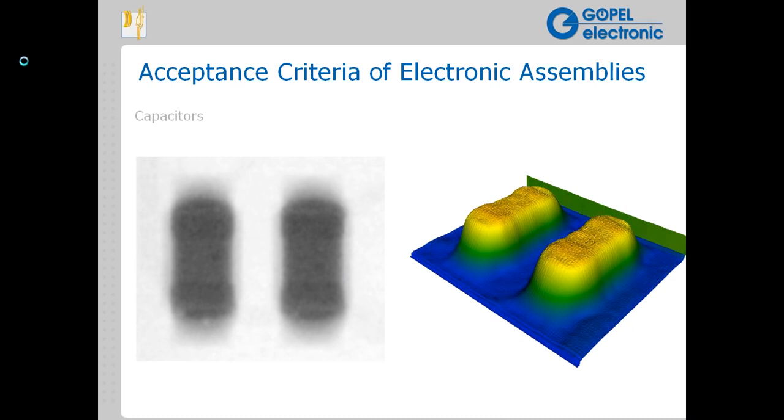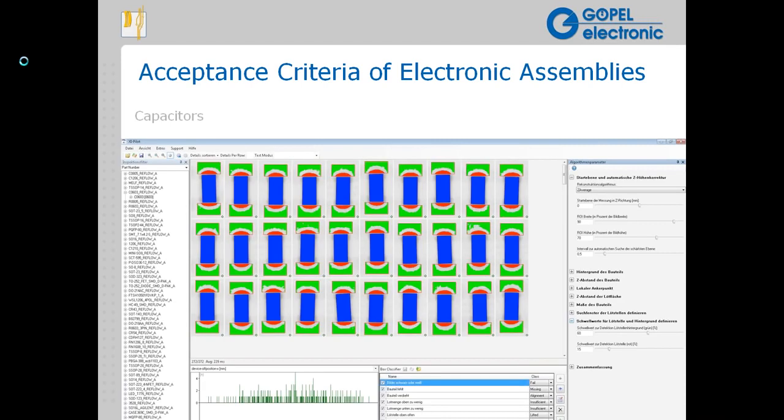Again, from the verification station point of view, we can easily see the particular component being observed. We can see the X-ray image of the component in the lower right, and then again a topo view of that particular component.